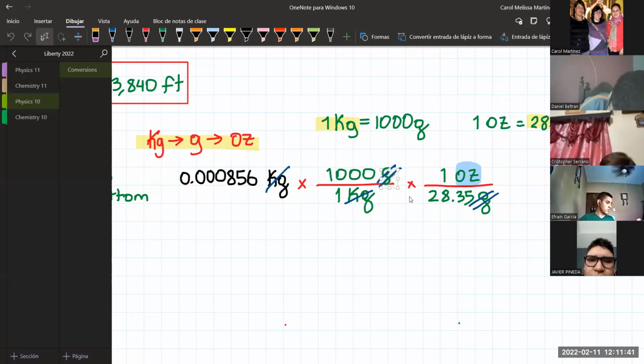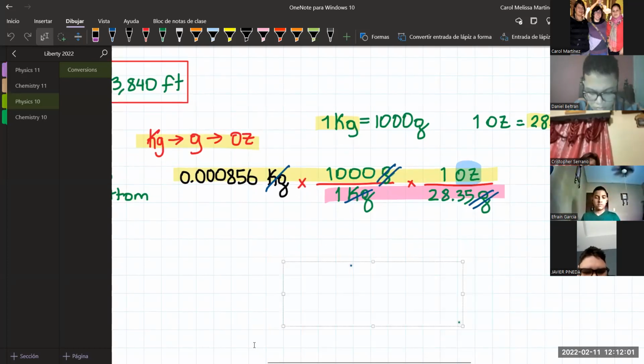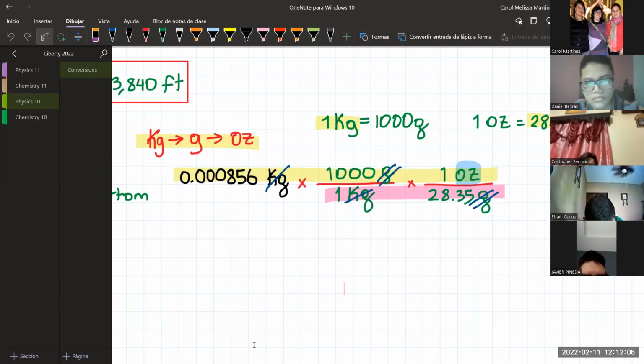Now, the rule says that everything in the top is going to be multiplied, and everything in the bottom is going to be divided. Remember, everything above multiplies, everything below divides. So in your calculator, what you are going to do is 0.000856 times what?